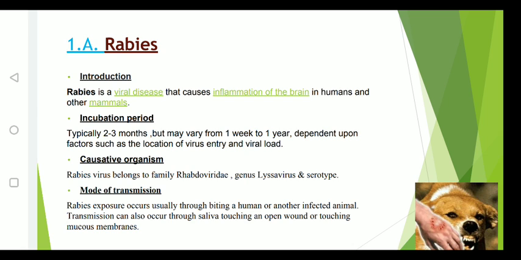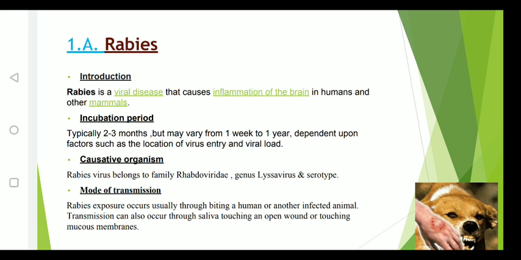According to the location of the entry of the virus, the incubation period will vary from 1 week to 1 year. The third one is the causative organism. The rabies virus belongs to the family Rhabdoviridae. It is genus Lyssavirus and serotype 1 only. So it is the rabies virus which is the main causative organism for rabies. It belongs to the Rhabdoviridae family.